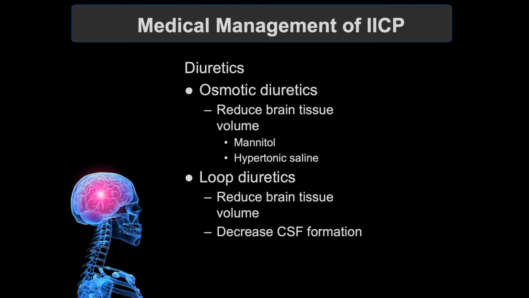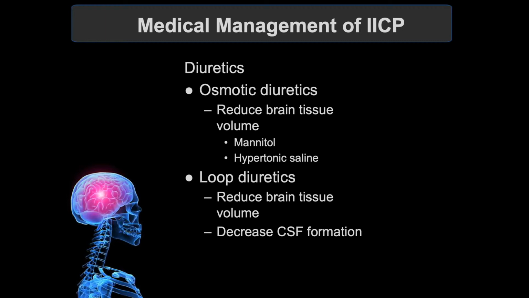Besides manipulating the size of the blood vessels, another way to manage intracranial pressure is to change the amount of water volume, and that can be accomplished through diuretics, including osmotic diuretics, to reduce brain tissue volume. This can be accomplished through mannitol or hypertonic saline. In fact, loop diuretics can be used to reduce brain tissue volume and decrease CSF formation.